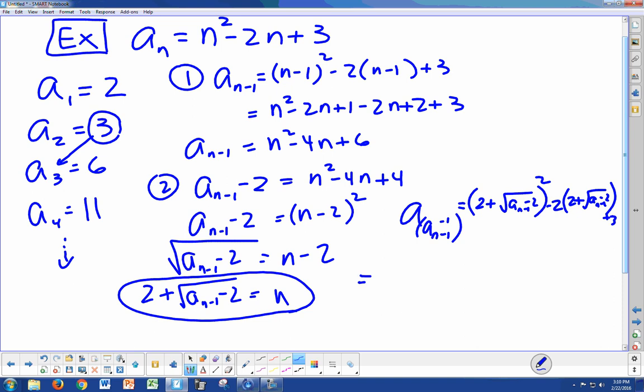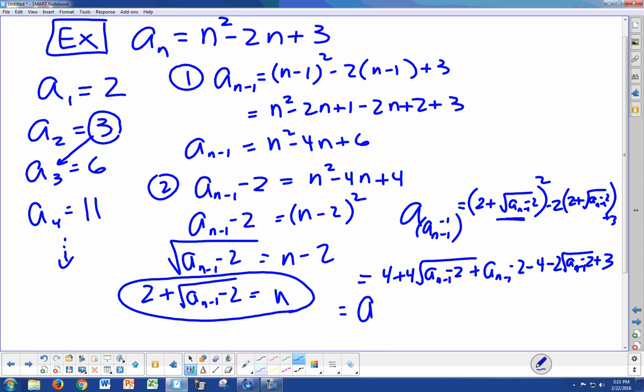I'll put equals right here. We're going to get 4 plus 4 square root a sub n minus 1 minus 2 plus, now we take the square root off of this one when we square it, so it's going to be a sub n minus 1 minus 2, and then it's going to be minus 4, minus 2 of those, a sub n minus 1 minus 2 plus 3, making a little mess over here, but we can start collecting some terms.